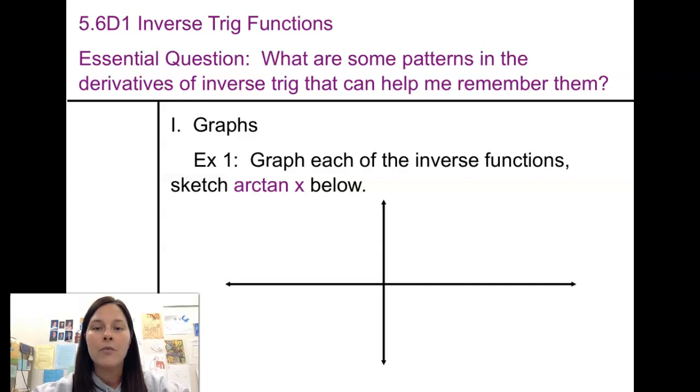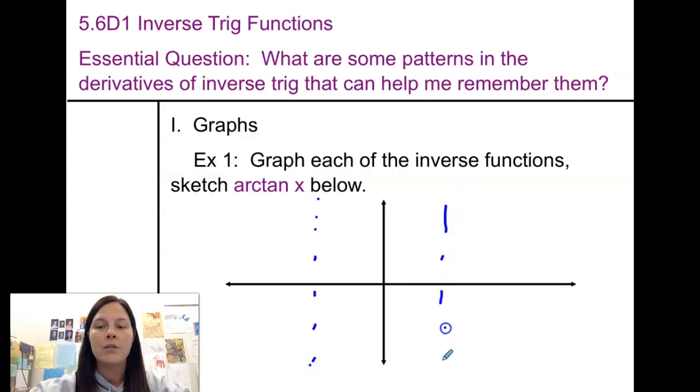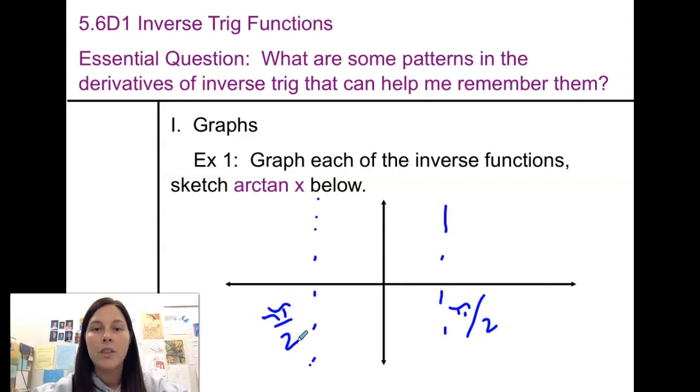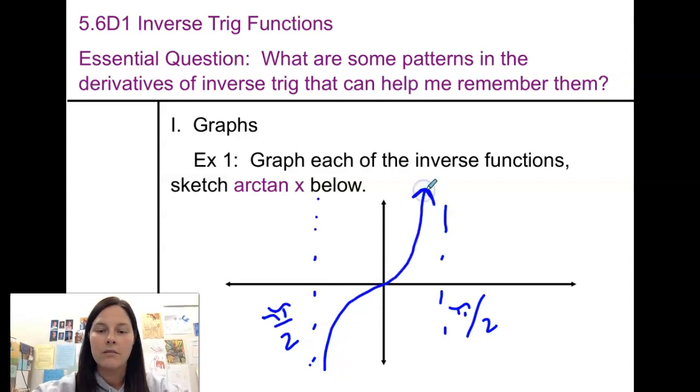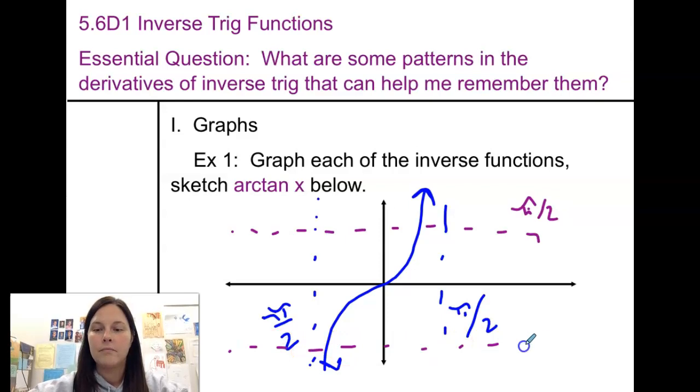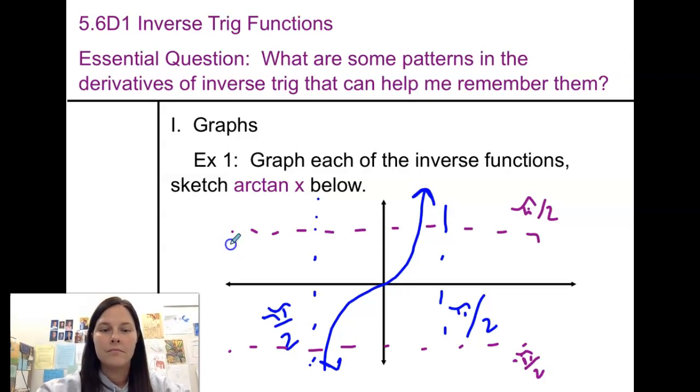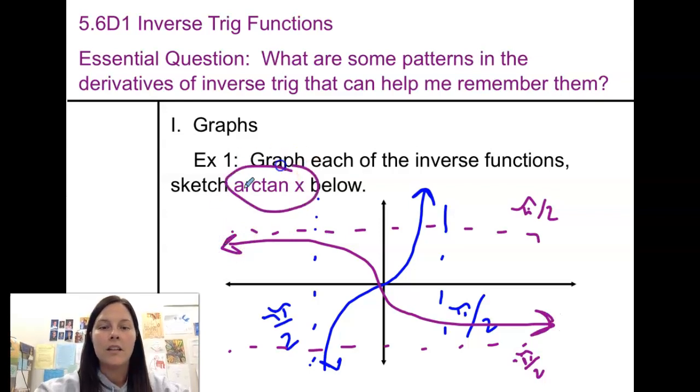Actually, before I do that, as a reminder of what the tangent function looks like, we would have asymptotes at π/2 and -π/2. And the tangent function looks like a cubic function. So thinking about flipping that across the y equals x axis, the arctan function would have horizontal asymptotes at π/2 and -π/2. And it's kind of like this exact blue function, only sideways. So this purple graph would be the arctan function.